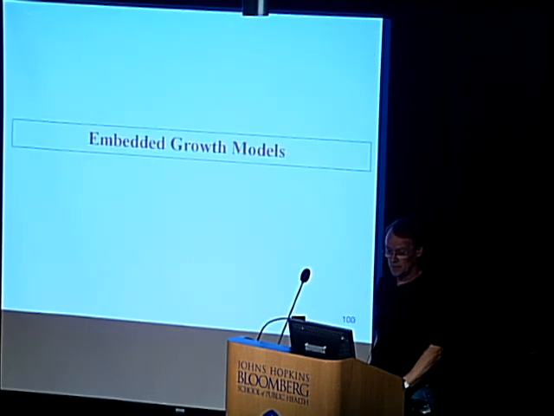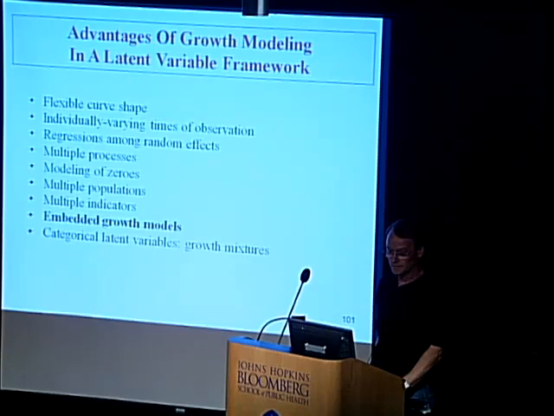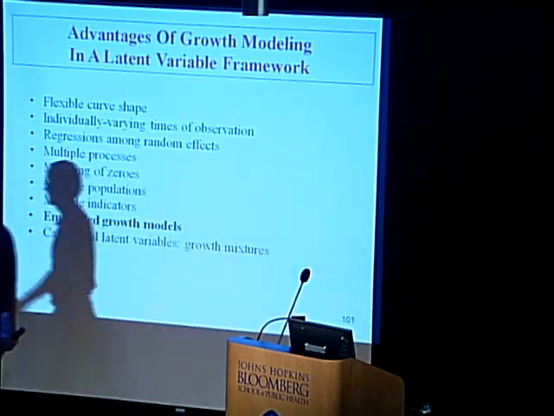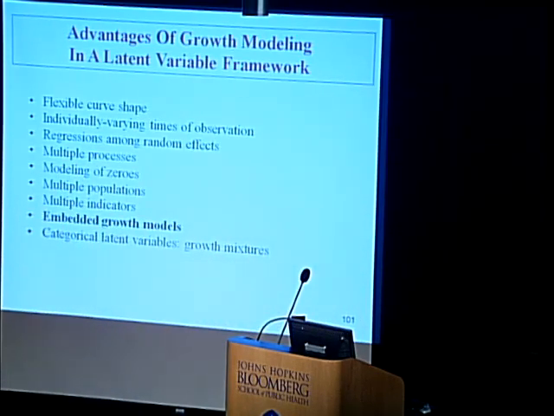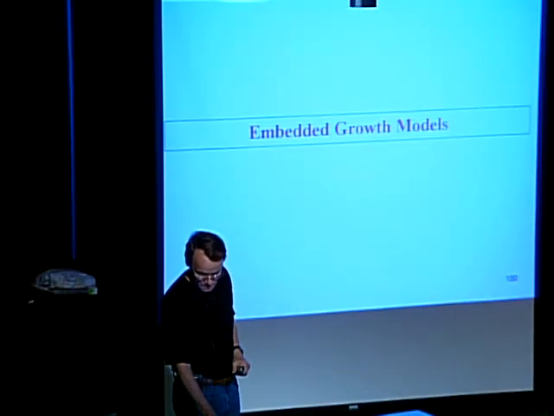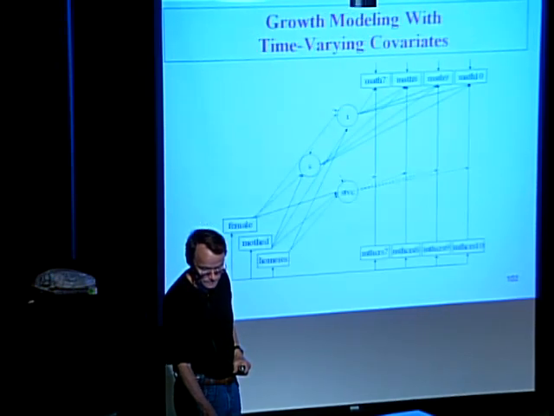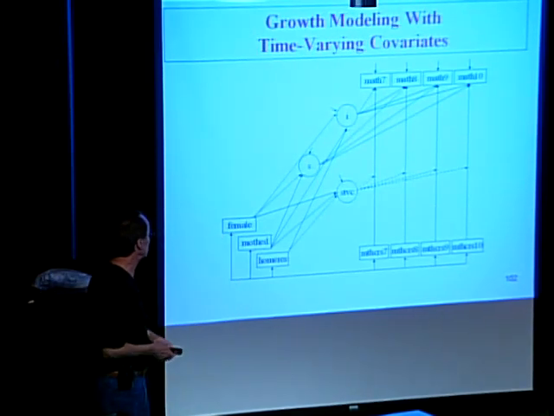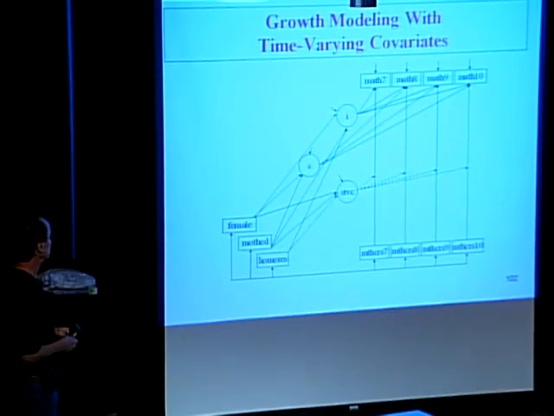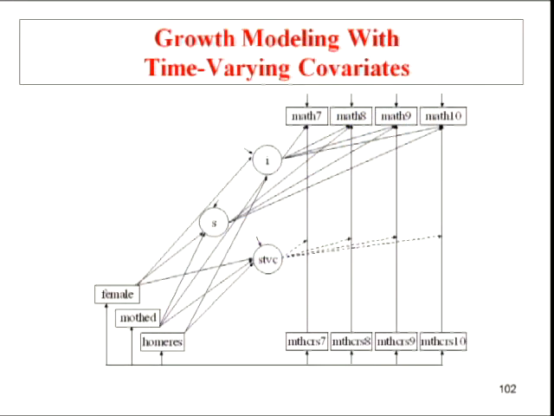Now let's go to embedded growth models. And we are down towards the bottom here. We are at the bottom because the last bullet corresponds to August content. So let's take a look at this model that we had before. It's actually a conventional multi-level model, a two-level model in hierarchical linear modeling terms.